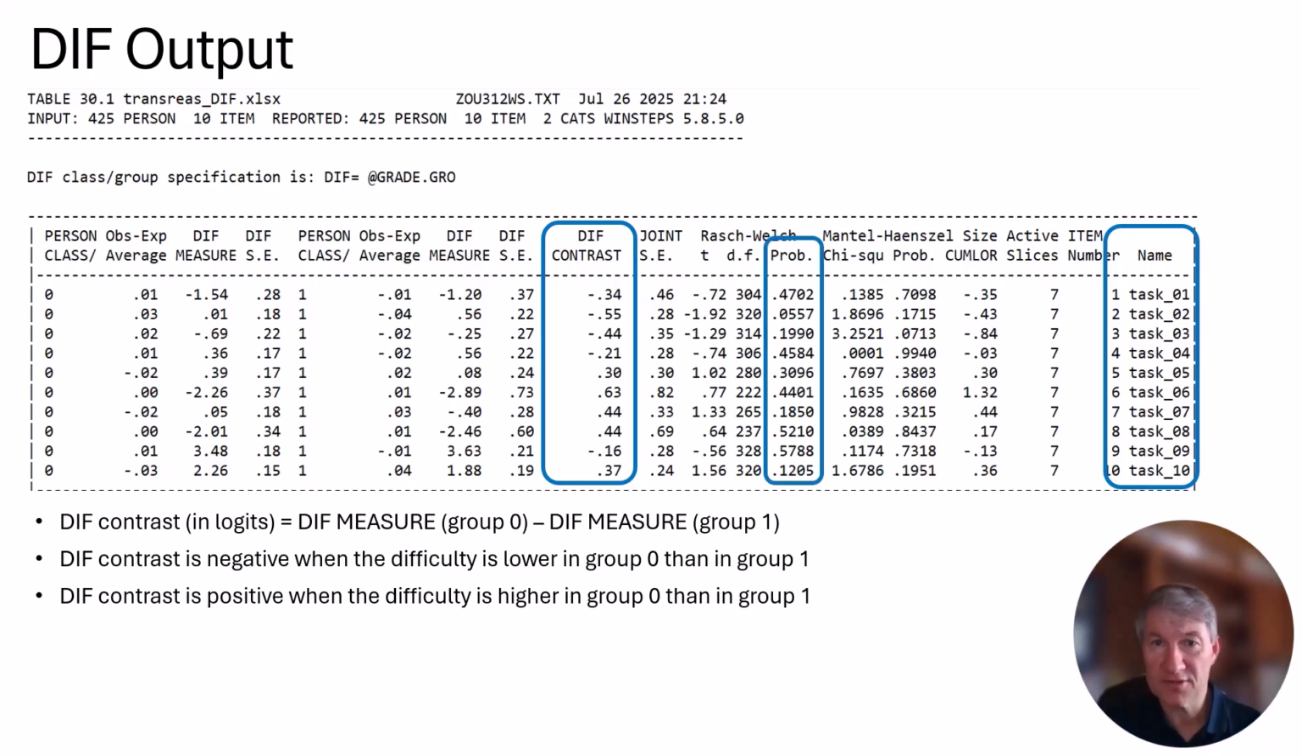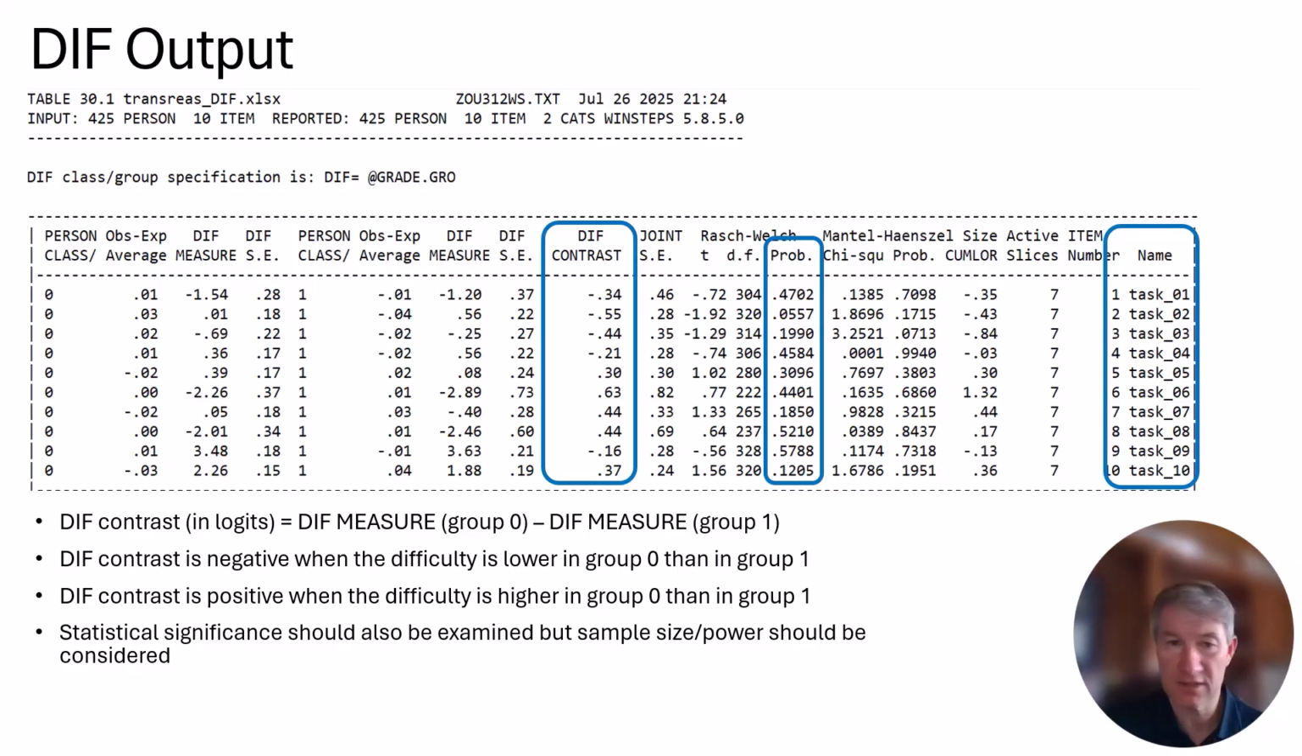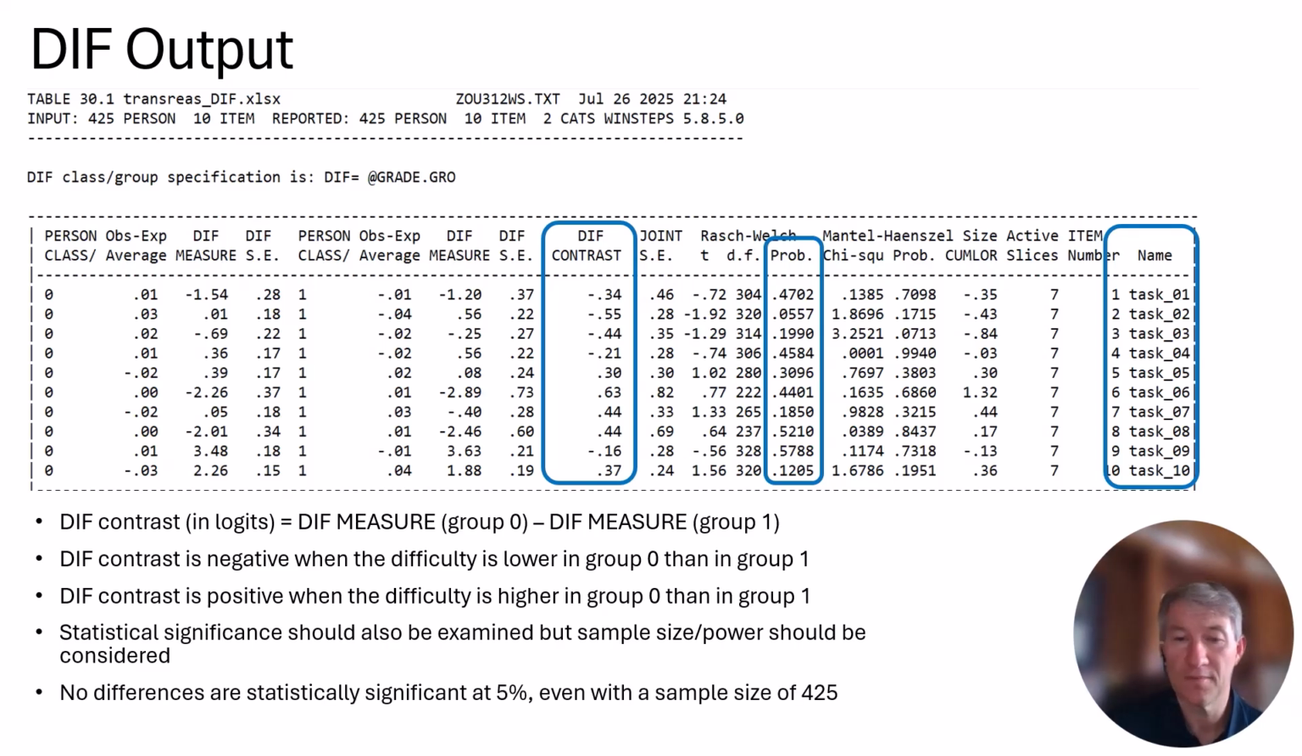This table 30 also provides a p-value for the difference between the two measures across the two groups. And statistical significance, as indicated by these p-values in the probability column, should definitely be examined, but sample size and power should also be considered. So we do have a sample of 425 respondents. So that should be a large enough sample to detect meaningful differences as statistically significant. And we see that none of the p-values in that probability column are smaller than 0.05.